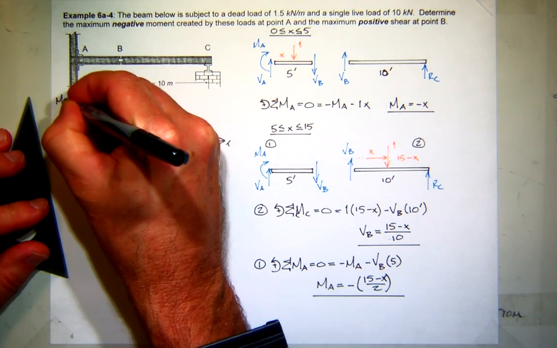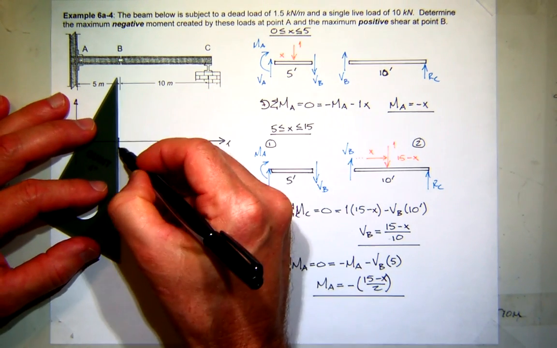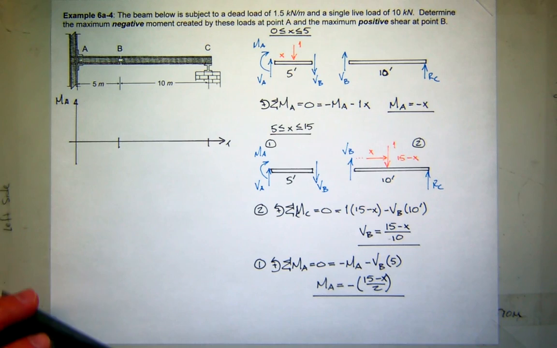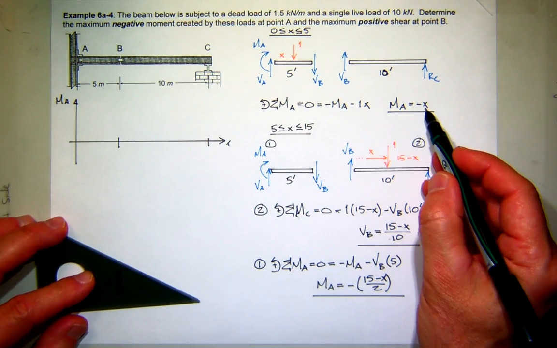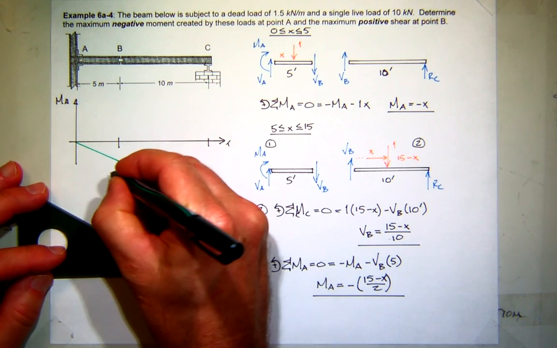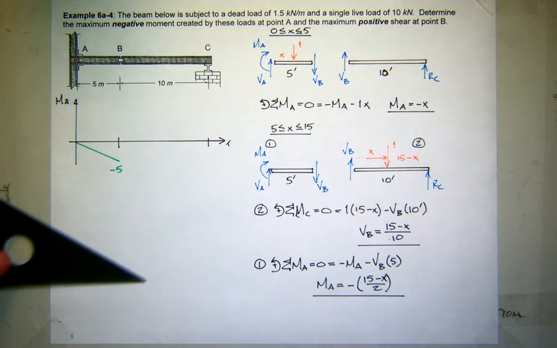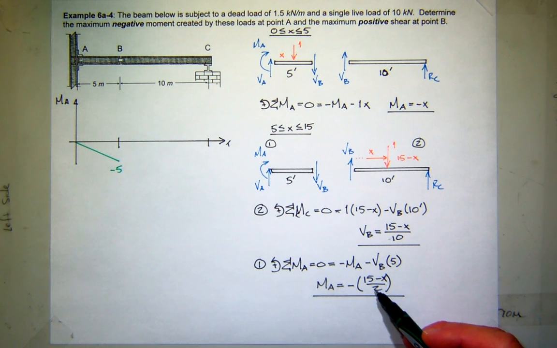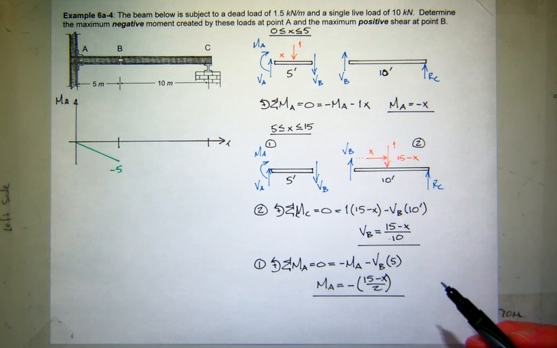So here's the moment at A. There's the pin, and there's the pin. So for the first 5 feet, I plot that. So that's negative x at 5. That would be a value of minus 5. And I put 5 in here. I get, well, that's screwed up, isn't it? Oops. What did I do wrong?